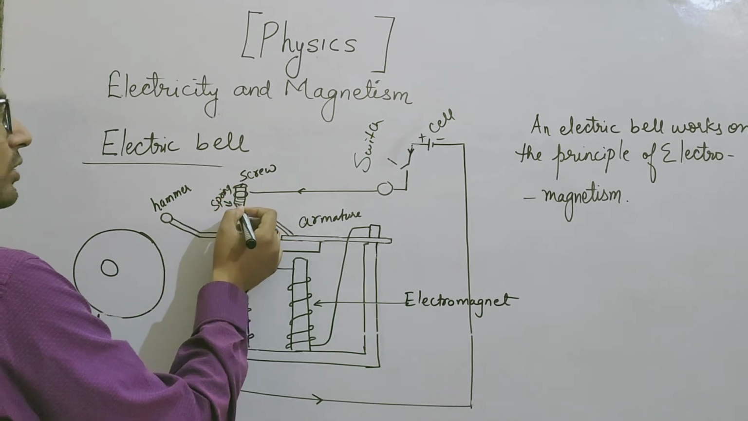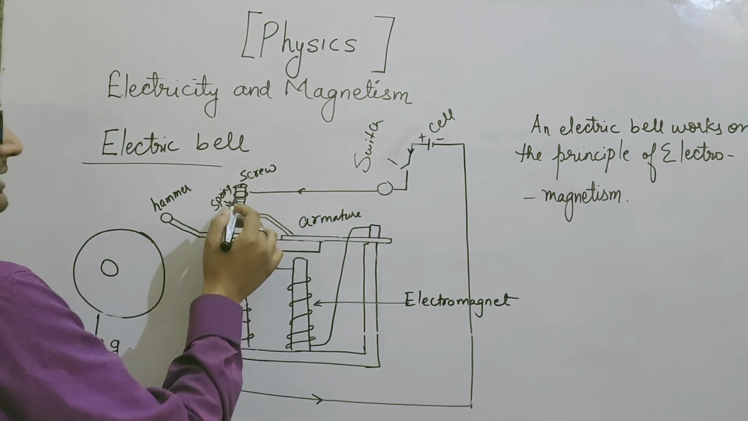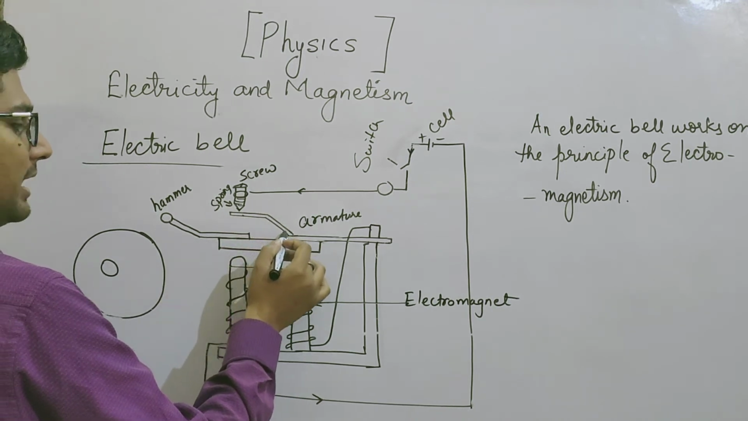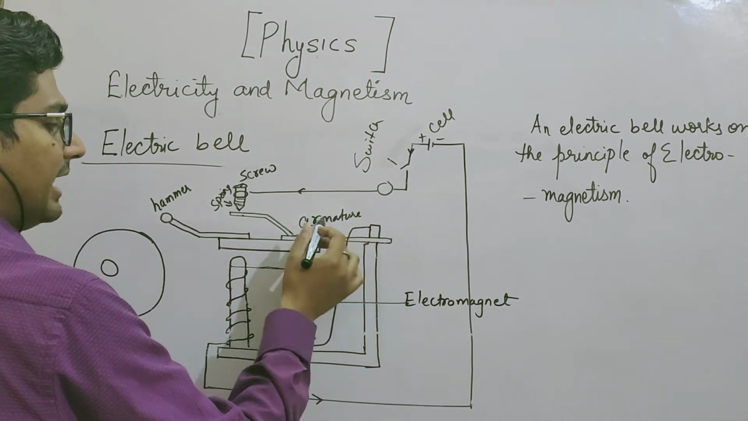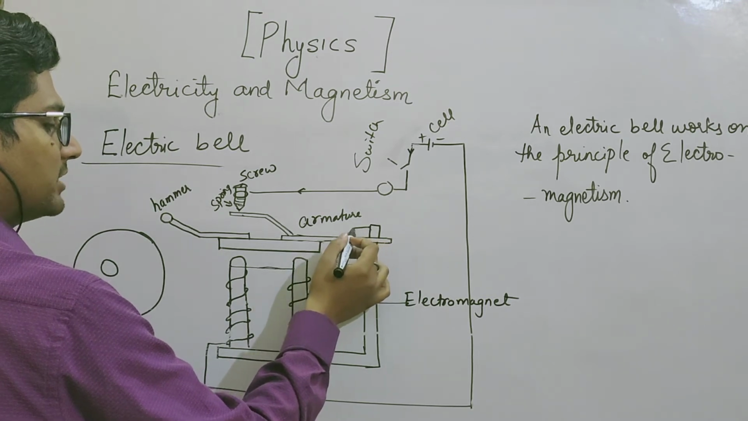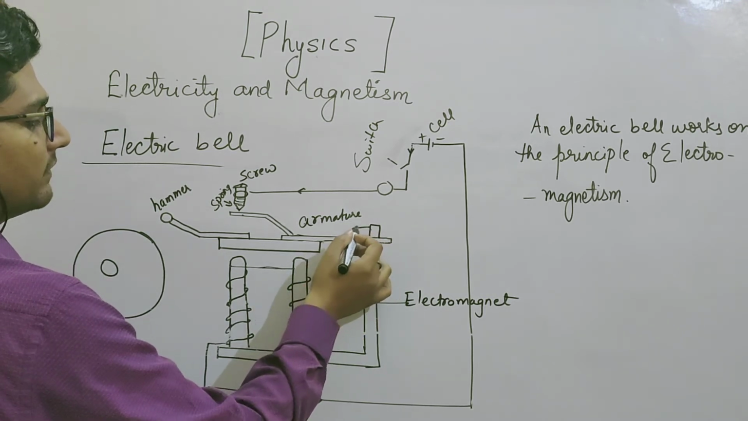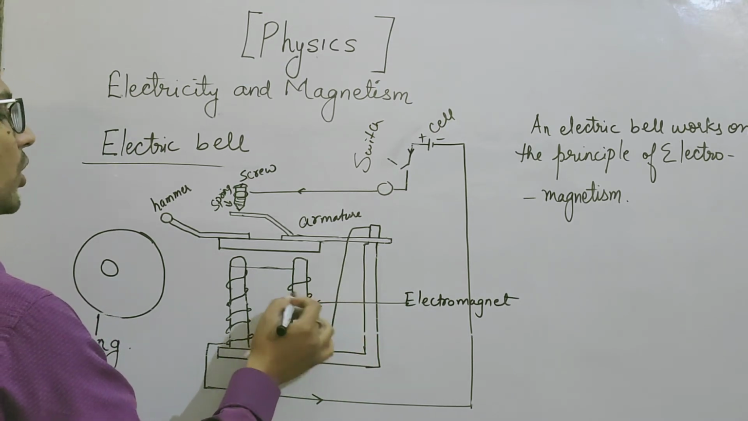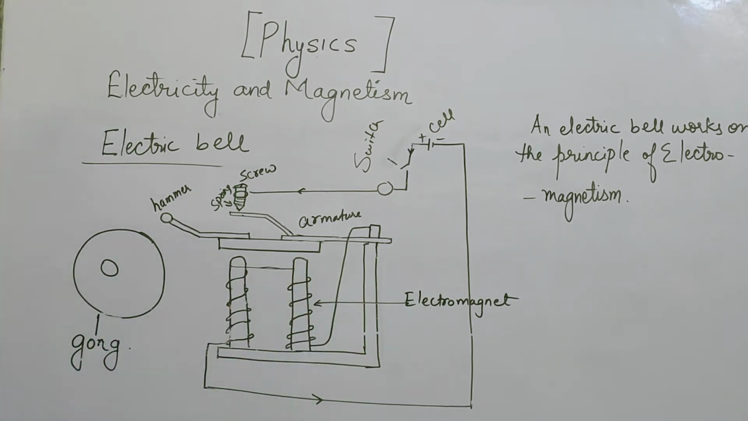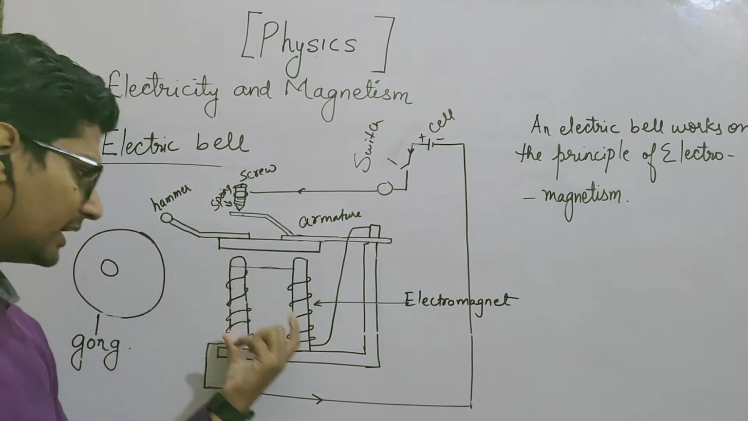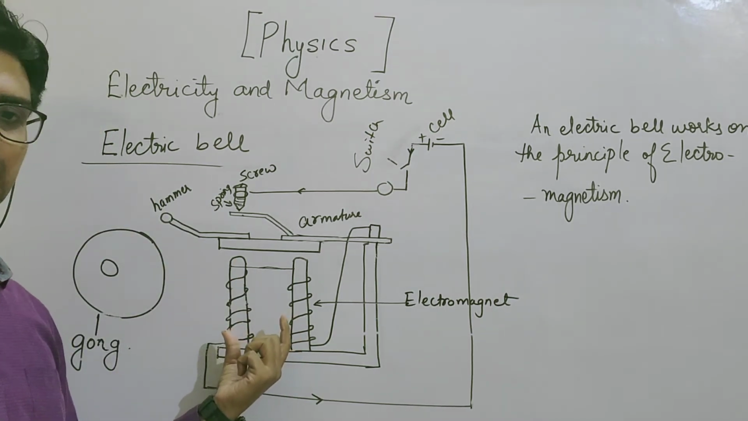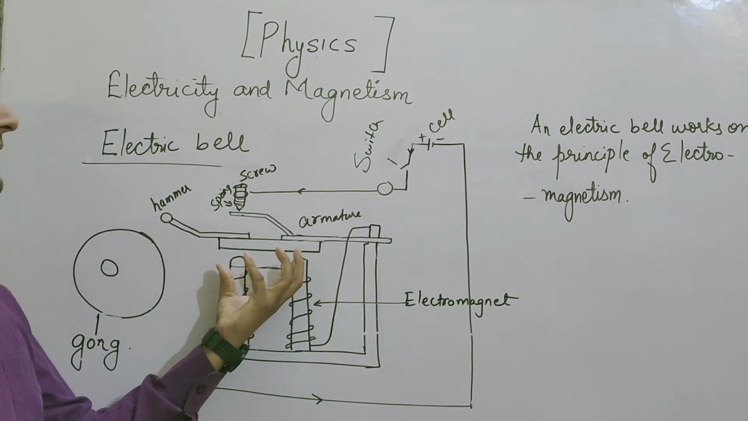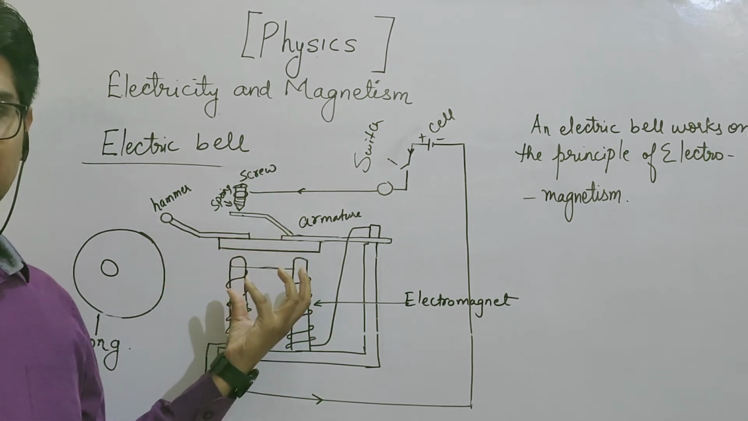Screw. Now suppose the screw is in contact with this armature, so the current supply will pass through the armature, and as soon as it passes through the armature, what will happen? It will flow through this wire and through this coil which is present over this U-shaped electromagnet. As soon as the current supply is on, it will start behaving like a magnet.